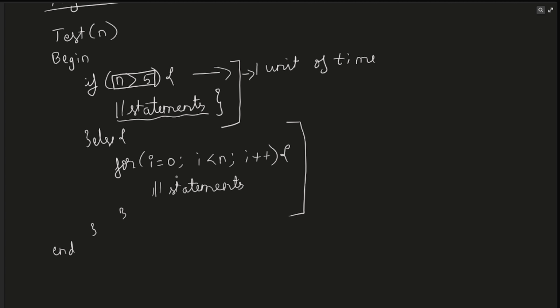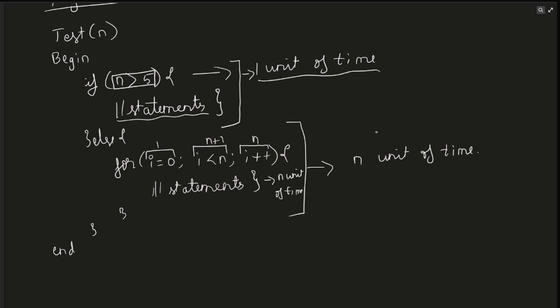The time complexity of else block is nothing but a for loop of n times, and we all know this executes 1 unit of time, this gets executed n plus 1 times, and this executes n times: 1, n plus 1, and n. And the statements inside for loop will also take n unit of time. Therefore, the time complexity of this for loop is nothing but n unit of time. Now for this algorithm, we have two time complexities. Which one to consider?